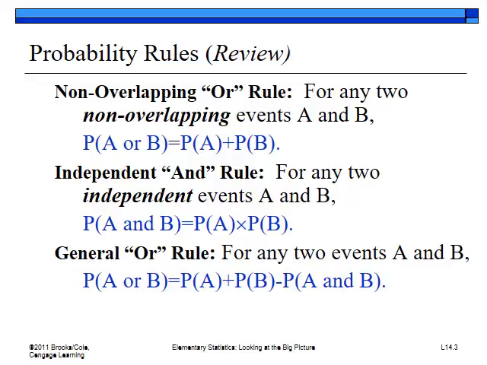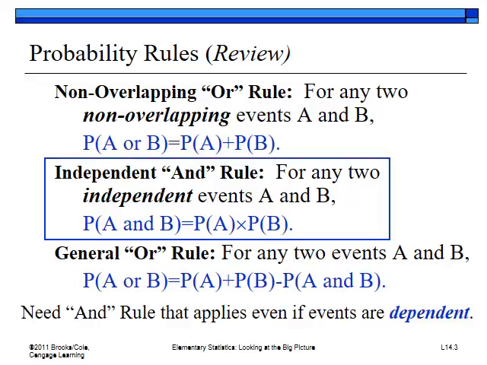In general, for arbitrary events A and B that might overlap, we modify the OR rule by subtracting from the sum the probability of both events occurring simultaneously. Now we've generalized the OR rule. Now we need to find a generalization of the AND rule that covers the possibility that A and B are dependent.